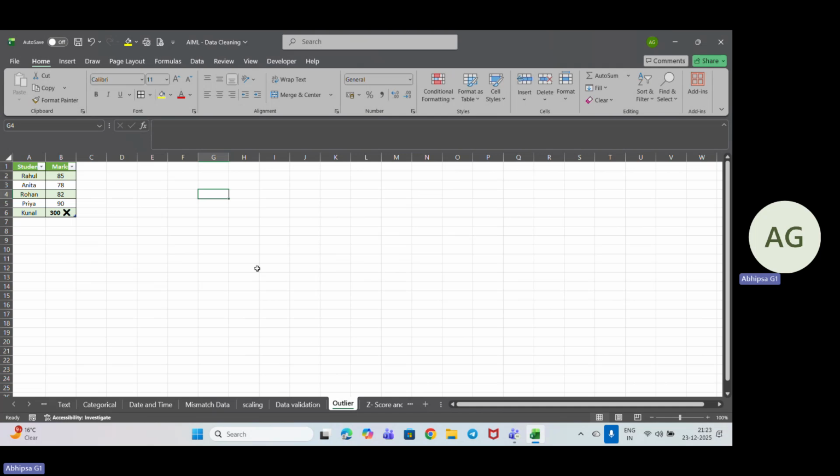Now coming down to outliers. This also we have discussed in the last session. An outlier is a value that is different from all of the other values. You can see the marks here, around 85, 78, 82, 90, and then that is 300, right? So that is an outlier, of course. We need to spot the outlier and handle it accordingly. There are two different types of outliers. One is natural outlier, another is error outlier.